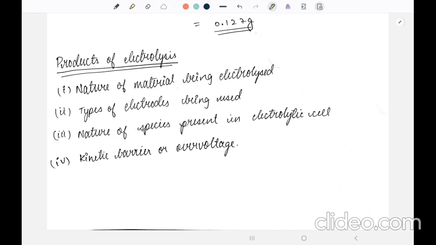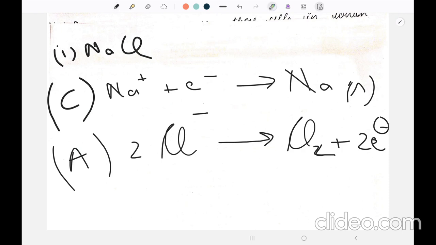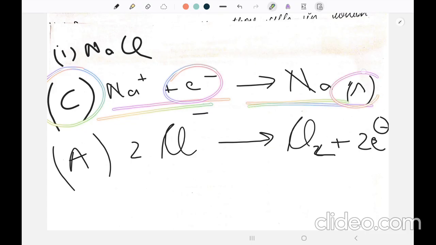Now let us study some examples of electrolysis. The first example is the electrolysis of molten sodium chloride. It produces sodium metal at the cathode and chlorine gas at the anode. At the cathode we have the reaction Na+ plus 1 electron gives Na, which is solid. At the anode, 2Cl- gives Cl2 plus 2 electrons.